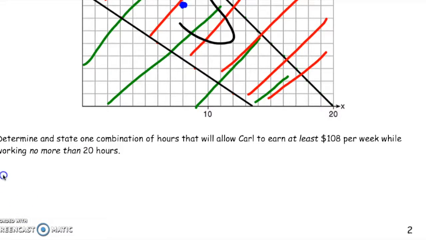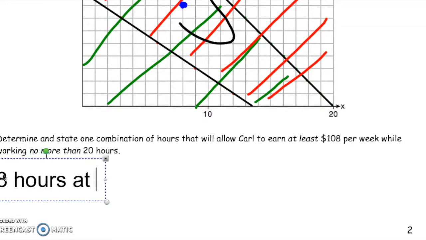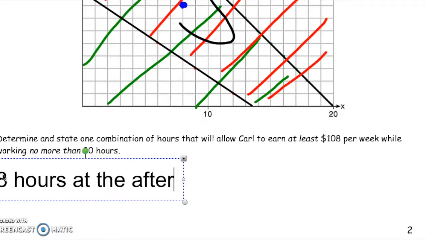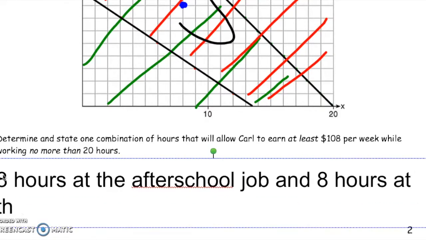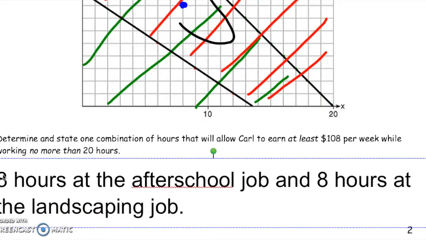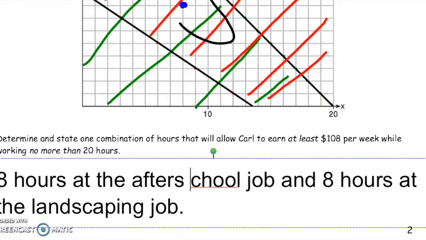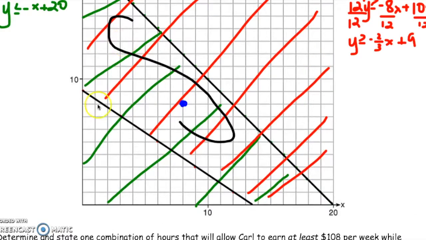So we're going to say 8 hours at the after school job and 8 hours at the landscaping job. That's it. And it's yelling at me. I'm going to put a, oh, that didn't work either. Right there. Okay, so this is the one combination. You could pick anything that's in this overlapping shaded area.